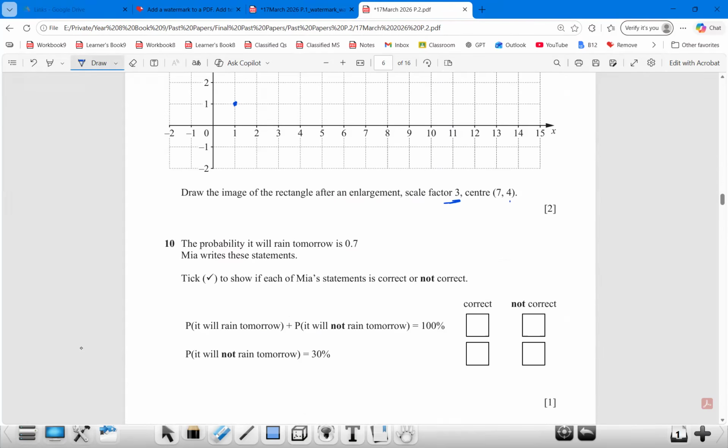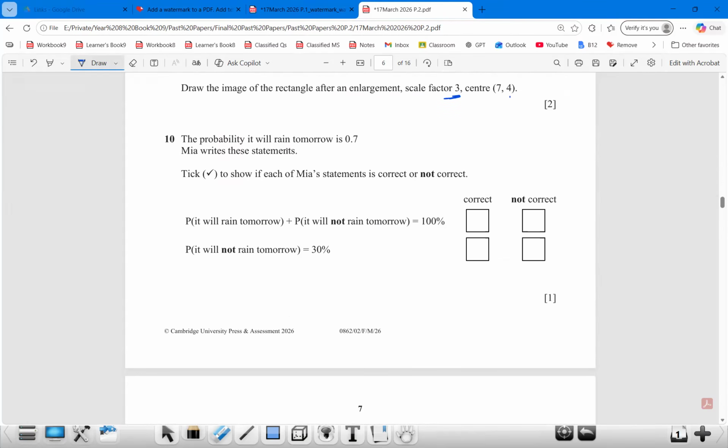Question 10. The probability it will rain tomorrow is 0.7. Mia writes these statements. Tick to show if each of Mia's statements is correct or not correct. Probability it will rain tomorrow plus probability it will not rain tomorrow is equal to 100%. Yes, sure, 100%. There's nothing else. It will either rain or not rain. Probability it will not rain is 30%. Mister, probability it will rain is 0.7, which is 70%, so it will not rain is the rest.